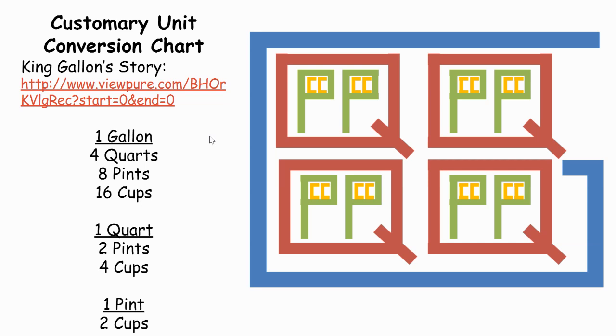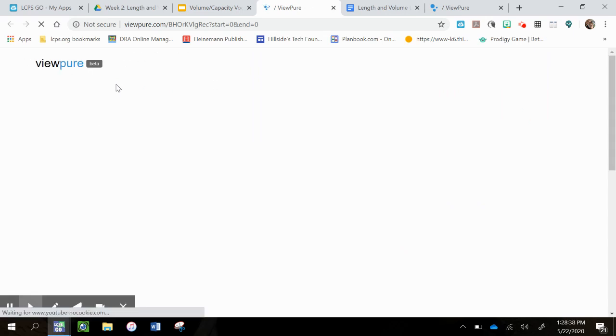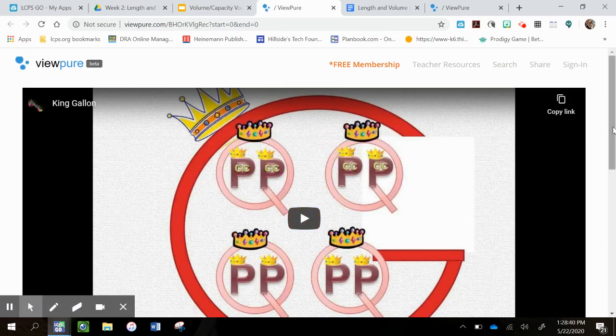And so what that does is that converts it for you here. So 1 gallon is 4 quarts, 8 pints, and 16 cups. 1 quart is 2 pints or 4 cups, and 1 pint is 2 cups. So we're going to click and watch the King Gallon video to explain that for you a little bit more.